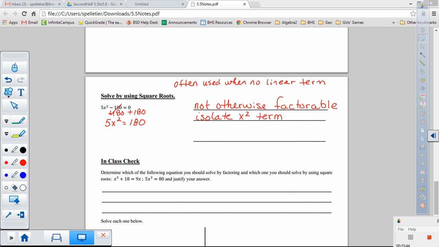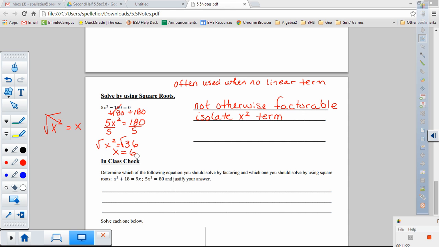And now we need to isolate the x squared. So 5 and x squared are being multiplied, and to undo multiplication, we do division. And we get x squared equals 36. 180 divided by 5 is 36. To undo a perfect square, we square root it, because the root and the square are inverses of each other, and they cancel and leave us with x. So we need to square root both sides to undo that x squared. So I'm going to square root both sides of the equation, and x is going to equal 6.